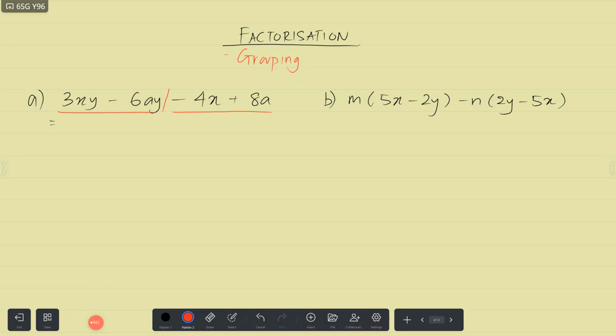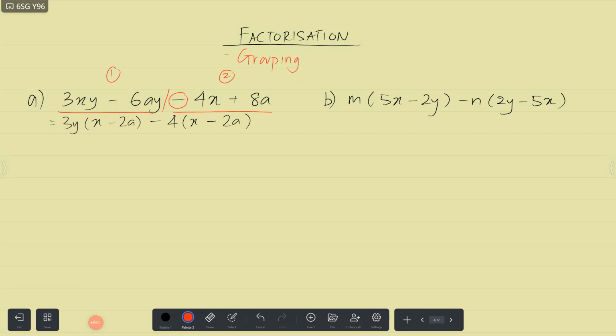So in group 1, and this is group 2, and upon inspection, we do have common factors in group 1 and group 2. So we can proceed without having to rearrange the terms. In group 1, our highest common factor is 3y. So what we're left with is x minus 2a. And the second part, before I begin, this is a negative, so we should follow a negative sign here, followed by the factor 4, which is the highest common factor. And what we're left inside is x followed by minus 2a.